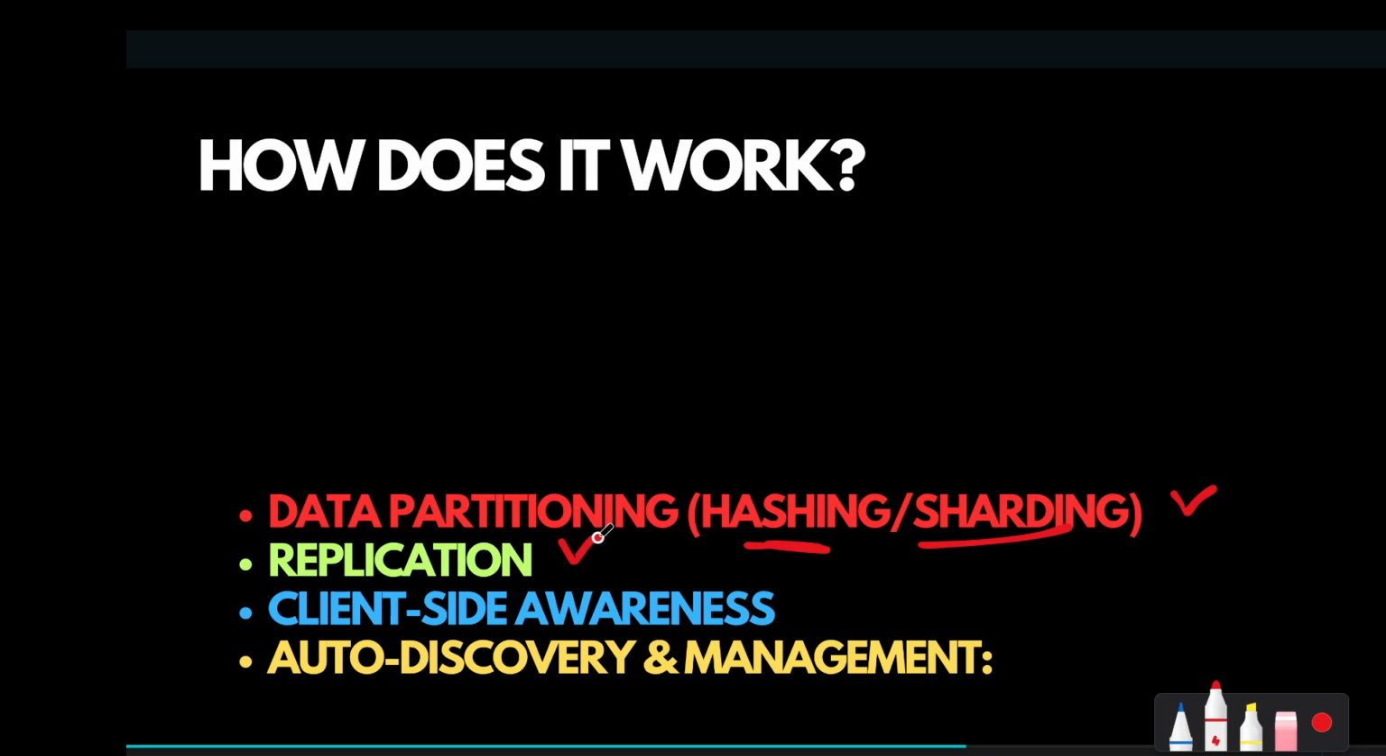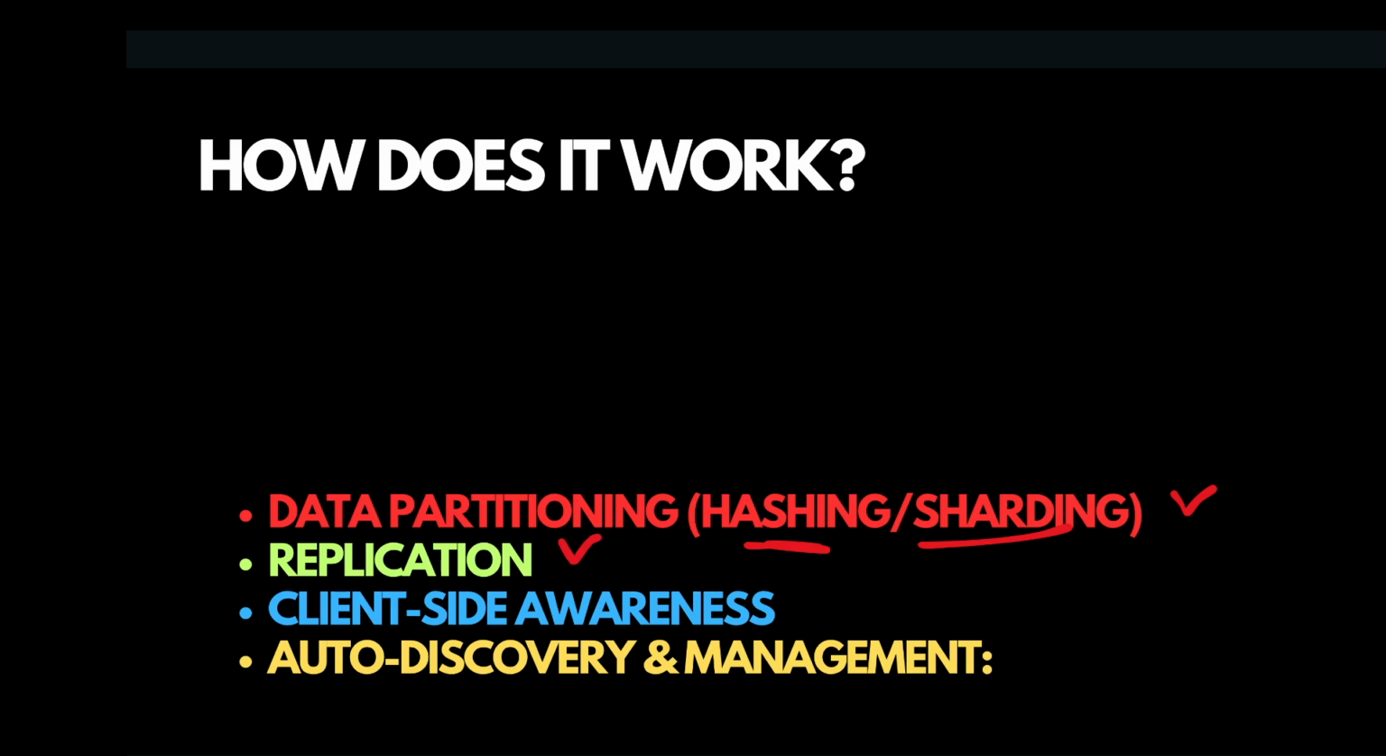Number two, replication. To ensure high availability and fault tolerance, data stored on one cache node is often replicated to one or more other nodes in the cluster. If the primary node for a piece of data fails, a replica can immediately take over.